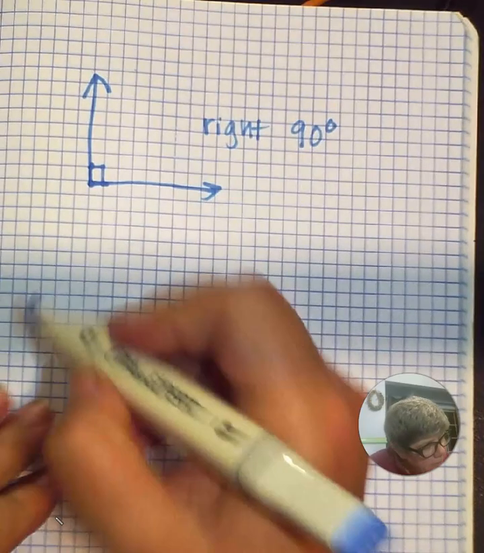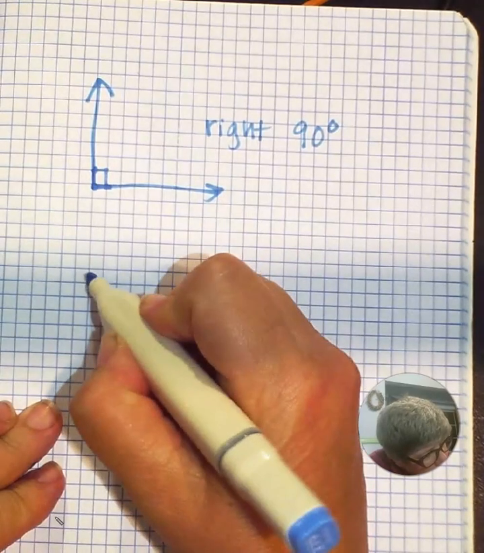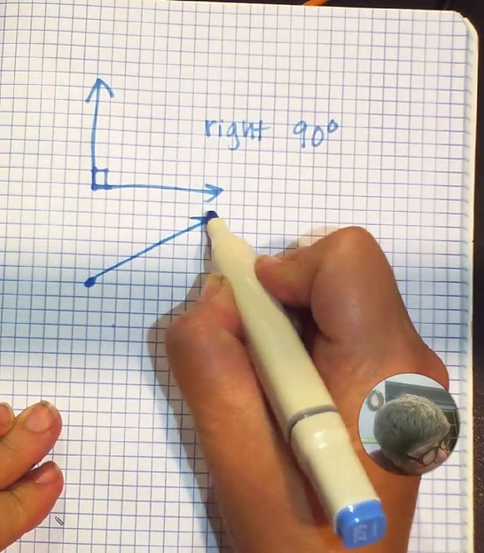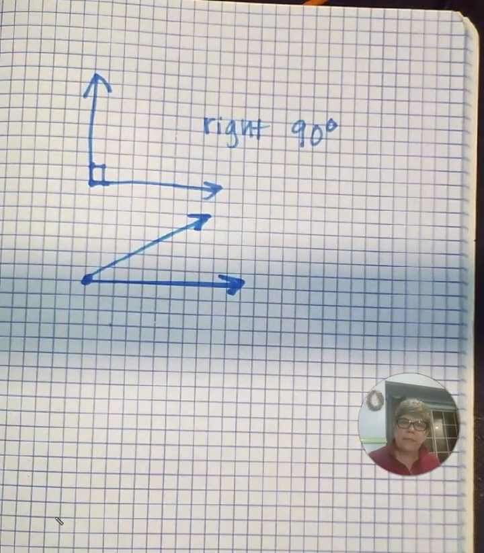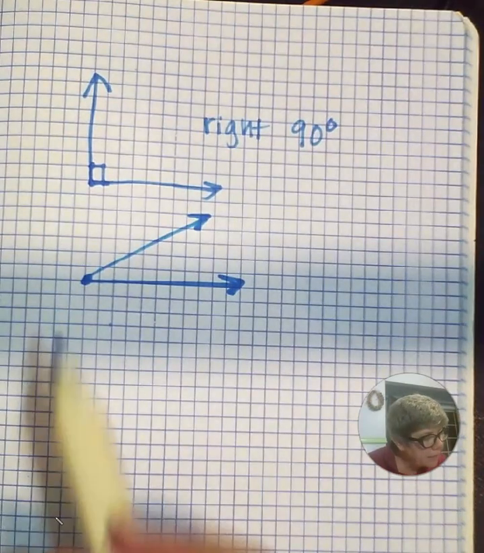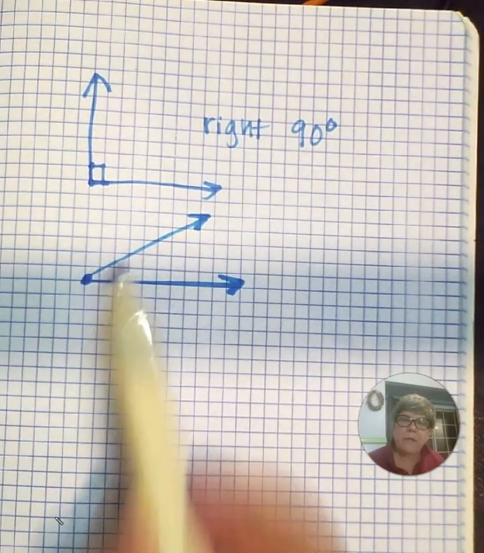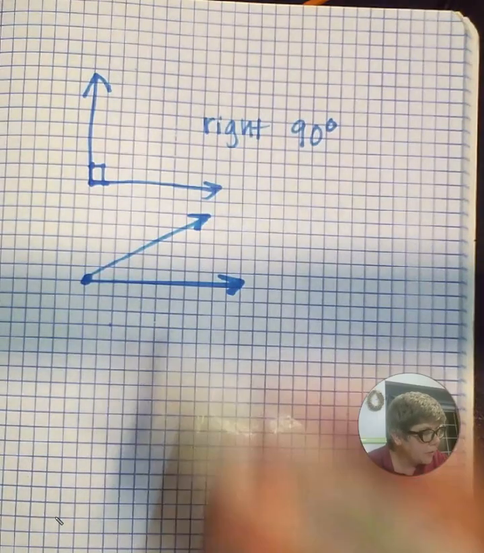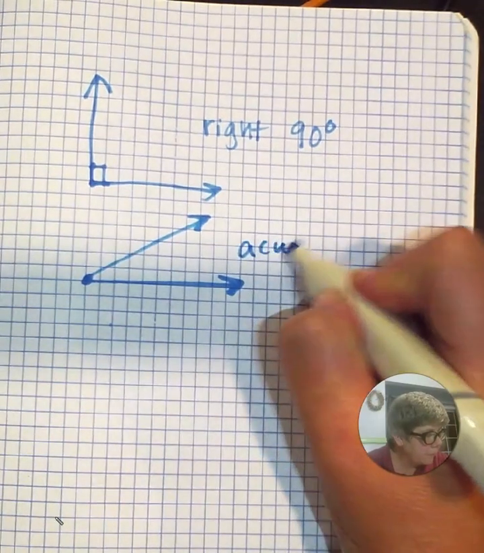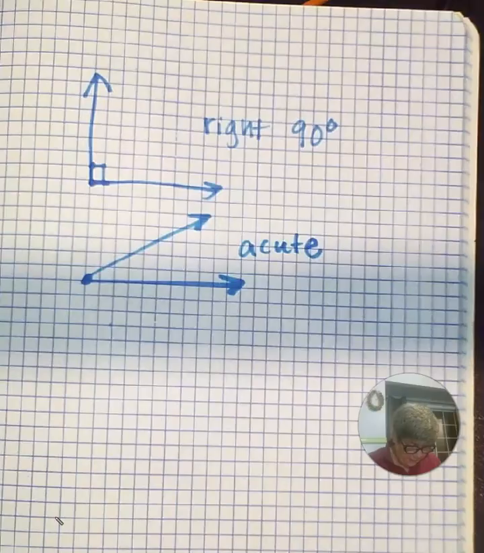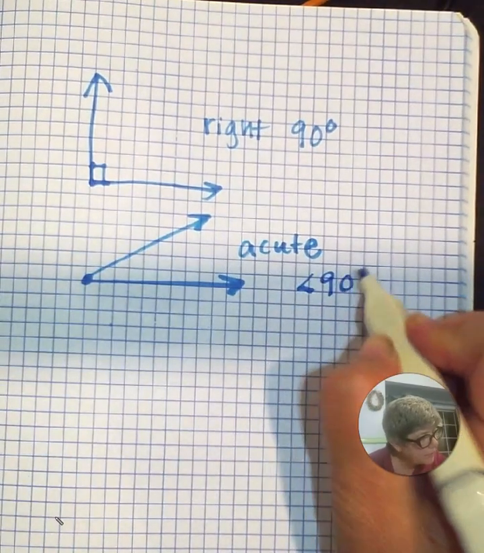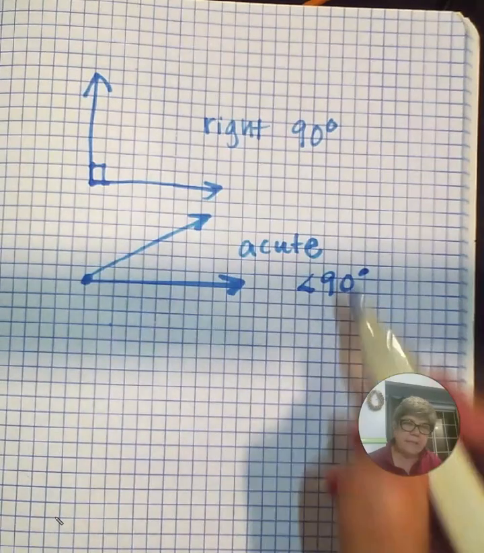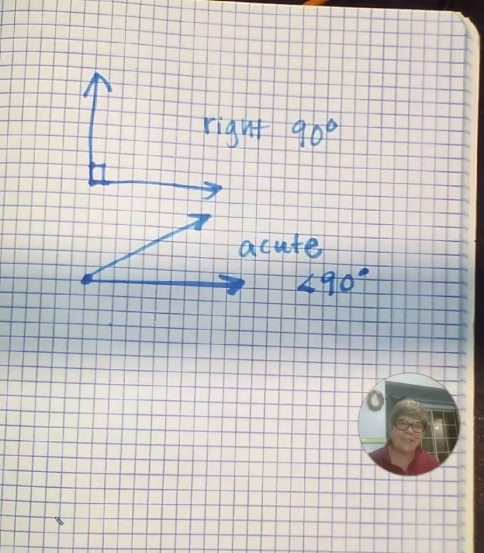Okay, then what if it is less than 90 degrees, not a corner, right? But less. You can see that it's inside of the 90 degrees. That is called an acute angle, and that is going to be anything less than 90 degrees. Oh, funny that our little less than sign also is an acute angle.